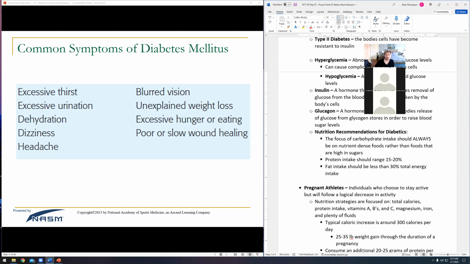The excessive urination is actually your body trying to get rid of excess sugar. And so it will put sugar into your urine and then you will pee it out. So a diabetic's urine is going to have more sugar in it than the average person. Dehydration because of the excessive urination. Dizziness, headache, blurred vision. Blurred vision is actually because the cells in your eyes are really small, guys. Your eyeballs are tiny.